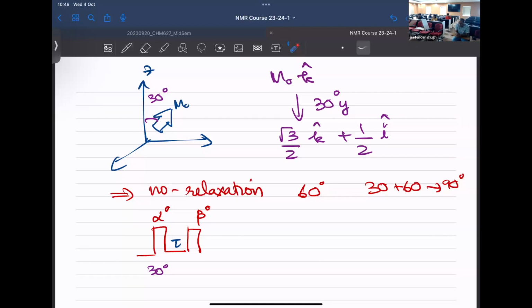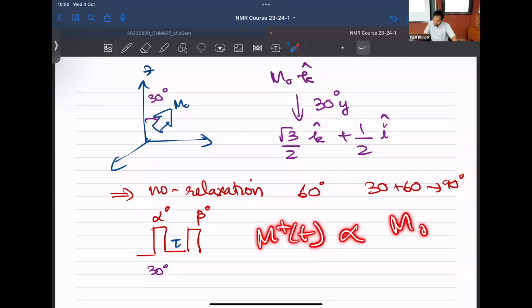Yes. What if the steady state is like 20%? Very good. If the steady state is 20%, that means you have very, very little. Remember, your M plus of T was proportional to the initial bulk magnetization. Now you're trying to say it's 0.2 times M naught. So therefore your sensitivity gets a serious hit. So you should not compromise on waiting to come back as close as possible to equilibrium, else your NMR experiment is going to not work out.